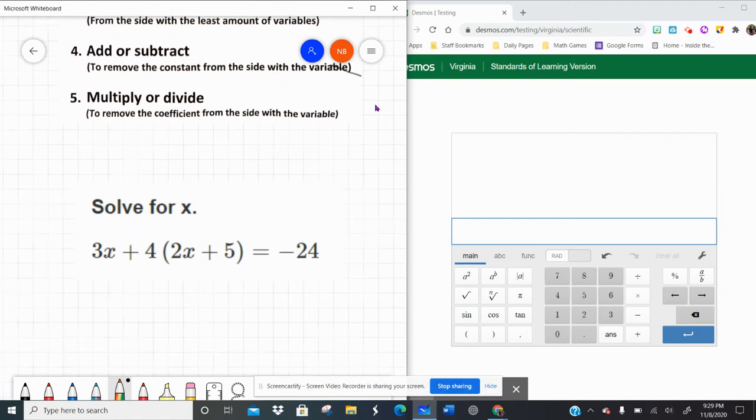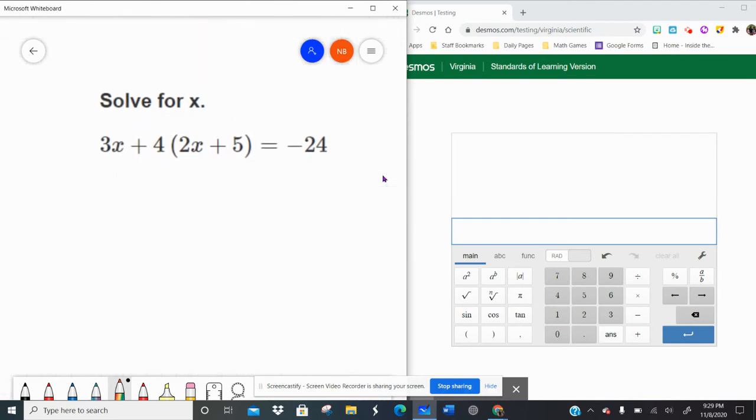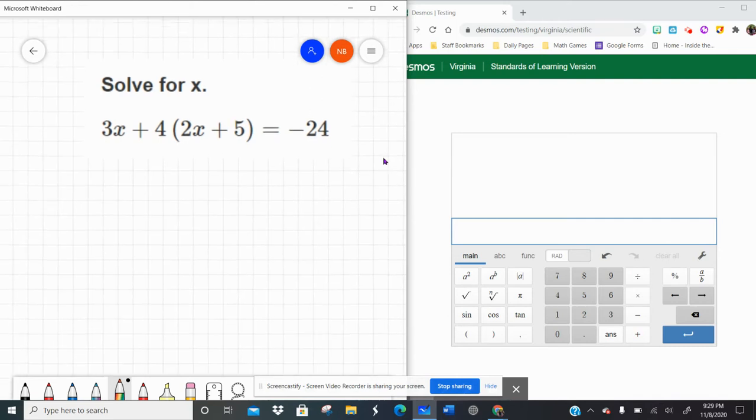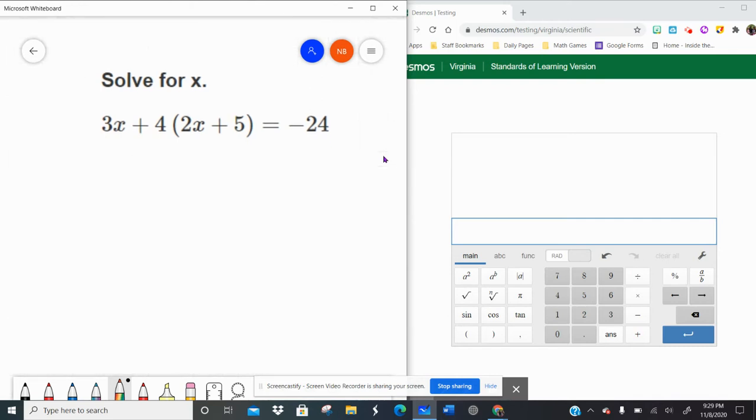So let's actually dive in and get into some of these. So here I have 3x plus 4, parentheses 2x plus 5, equals negative 24. So the first thing we need to do is distribute the parentheses. We want to get rid of these parentheses. We do that by using something called the distributive property. We're going to take the number on the outside, which is being multiplied by what's on the inside, and we're going to distribute that number, which kind of means to pass out, right? If we were in class right now, I would be passing out these notes. I would distribute them. So we're going to pass that positive 4 out to the 2x and out to the 5 by multiplying those together.